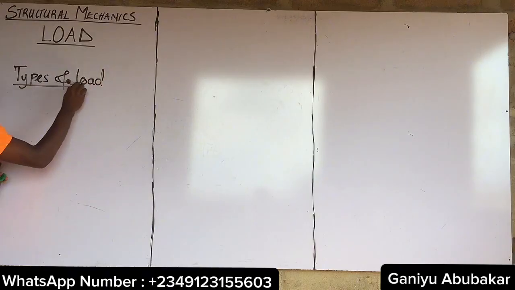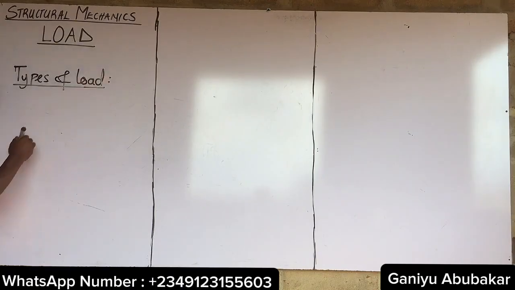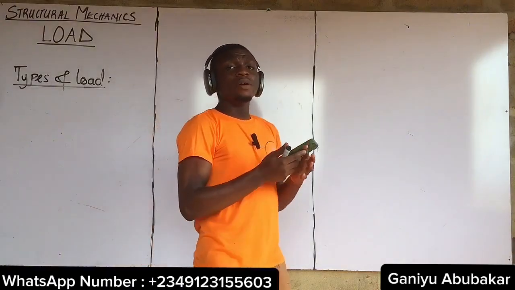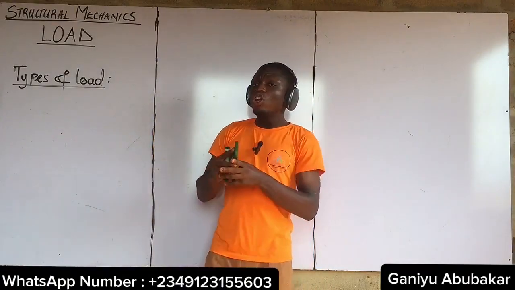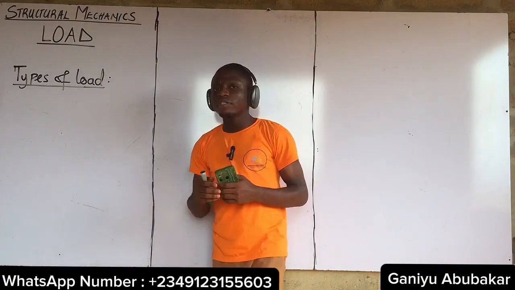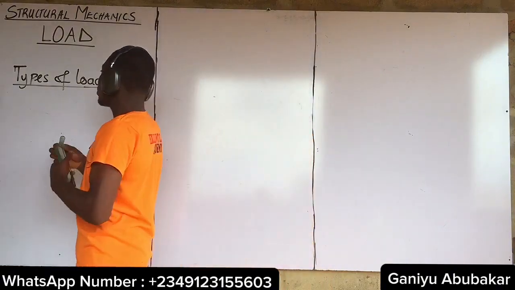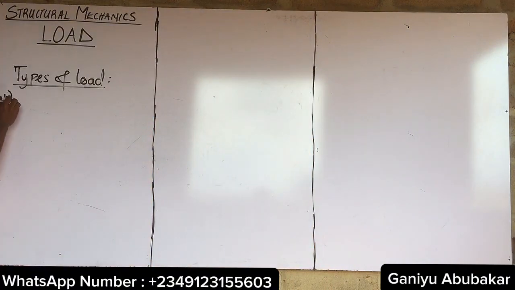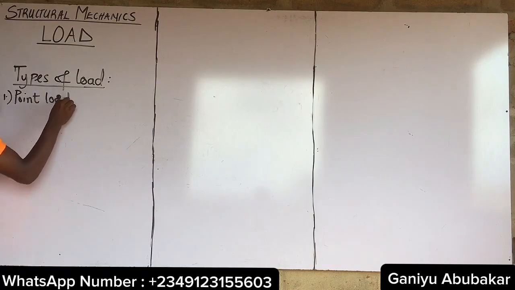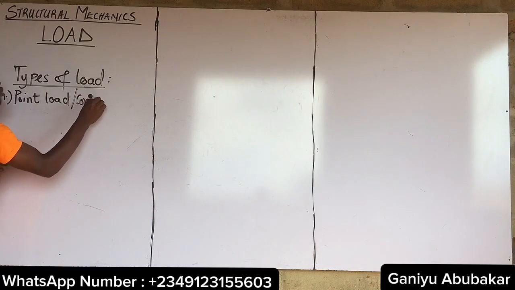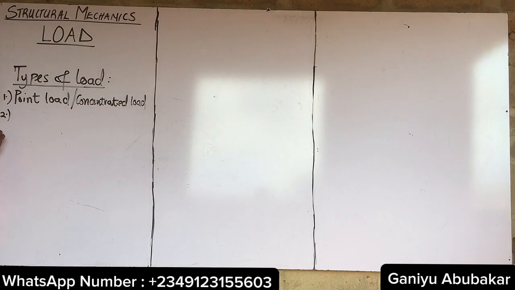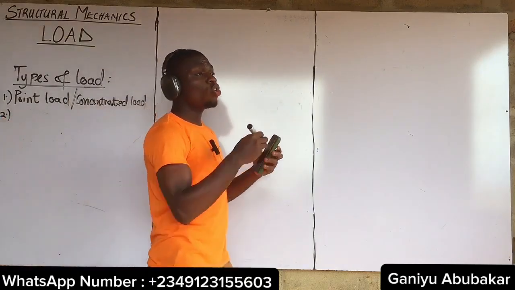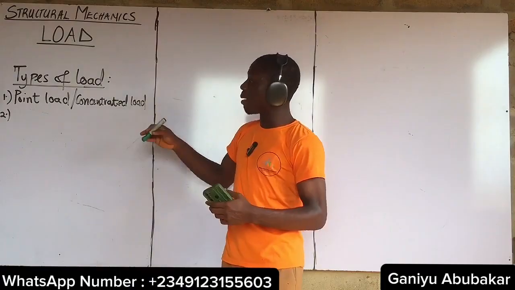Let's discuss something important called types of load. When it comes to load, what are the various classes of it, types of load? Load can be classified in four ways. Number one there is called point load, or you call it concentrated load. Number one, we have the point load or concentrated load. That's the first type of load that we have.